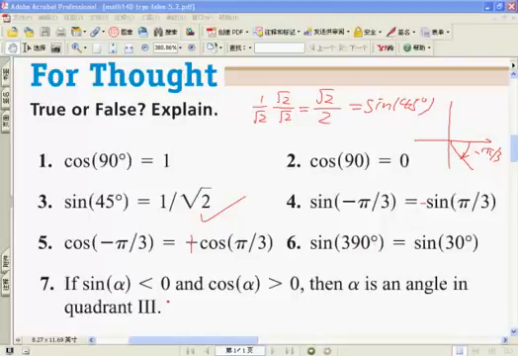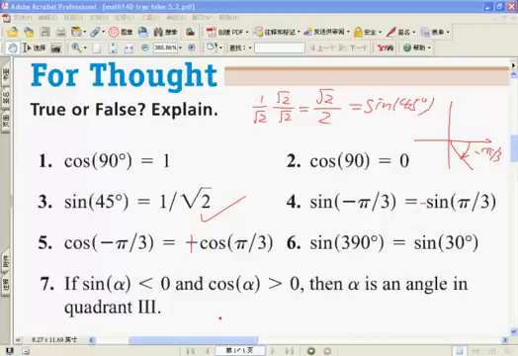Number 7. Sine of alpha is less than 0. Cosine alpha is bigger than 0. Then alpha is an angle in which quadrant?